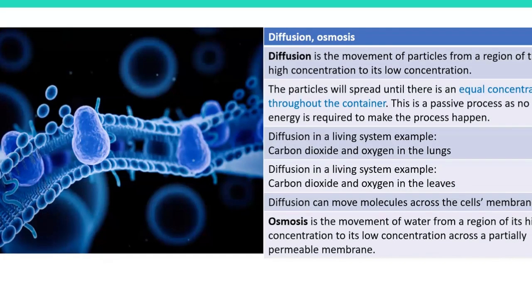So when we move water across a membrane by diffusion, it's got a special name. We call it osmosis. So osmosis is just a type of diffusion. Again, we're moving something, but it's water this time, from a region where it's in high concentration to a region where it's in low concentration. But it's also got the caveat that it's got to be across a membrane that's partially permeable, essentially a cell membrane. So osmosis is the movement of water from a region where it's in high concentration to a region where it's in low concentration across a partially permeable membrane.